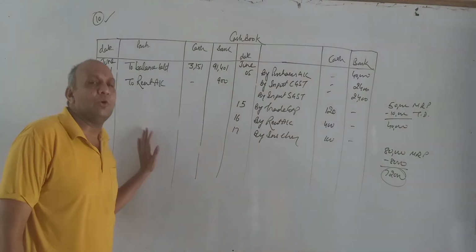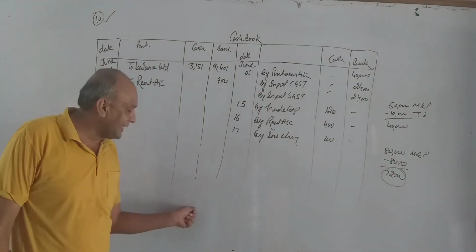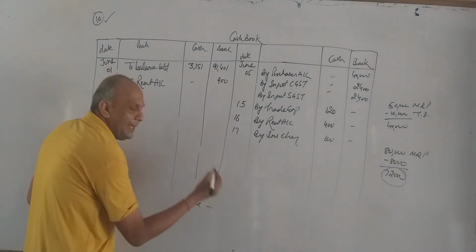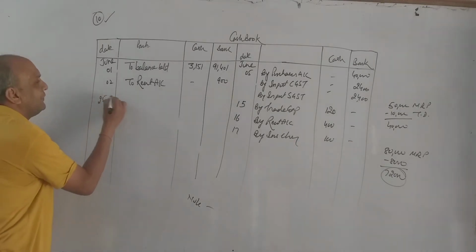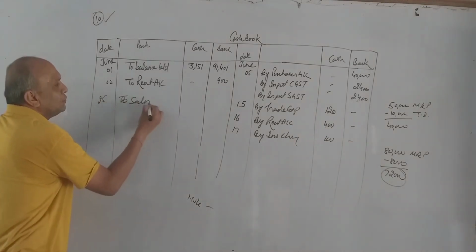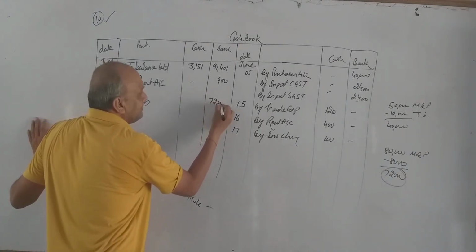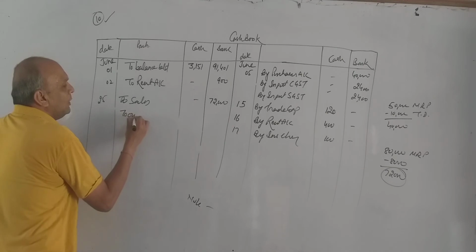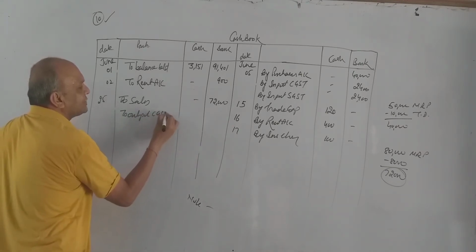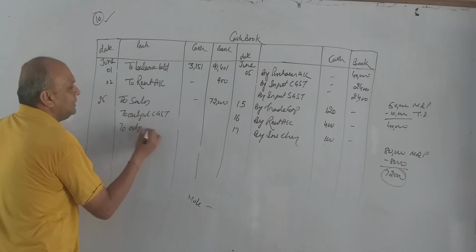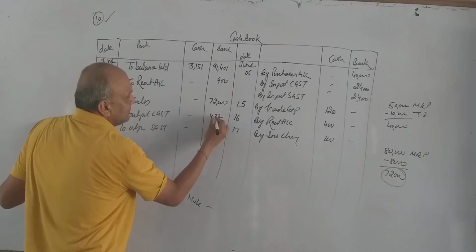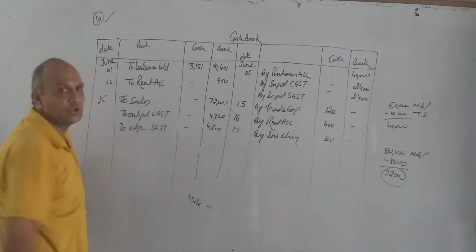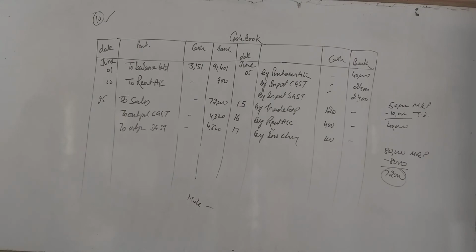I told you earlier also, you can do it in the same way, but in that case write a note: I have assumed that the check has been deposited into the bank on the same day. That you have to take care. So on 25th June, to sales 72,000 because money was received by check, and here to output CGST and to output SGST, 6%, 4,320 each. CGST on sale is always output.